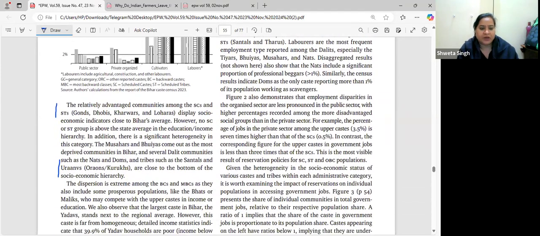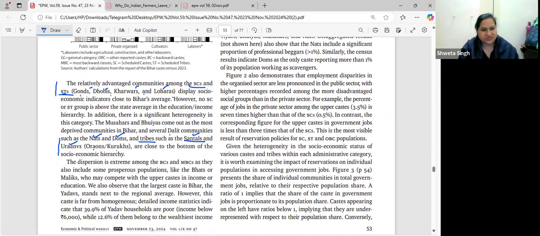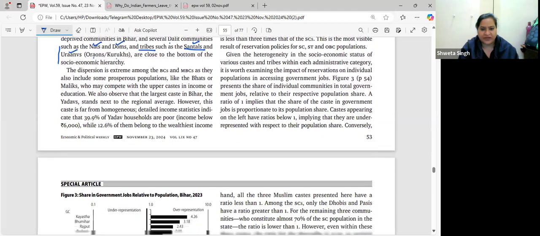Here also, have a look at who is better off among SC and ST. So there are Gonds, Dhobis, Kharwars, Loharas. They are better off. This is for sociology students and not for GS students. Again, we can see amongst the Dalit communities who is getting it. Among Dalits, it is Nuts and Doms. Amongst tribals, it is Santals and Uraus, who are also pronounced as Urao or Kuruk. So just the keywords. Then further moving ahead.